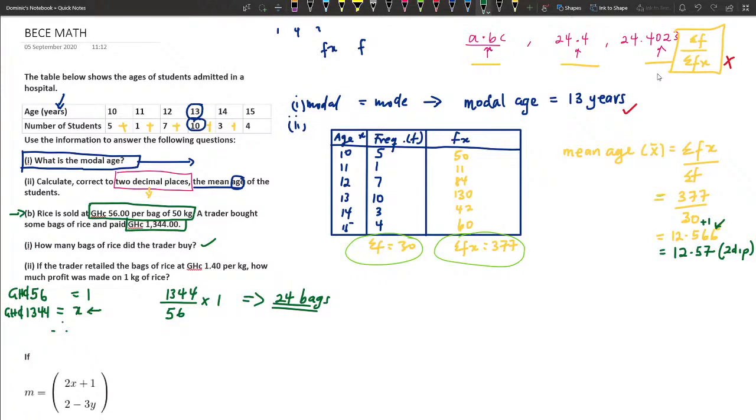Kwame Owusu Ewa is saying 25, but per my calculation it is 24. Okay, fantastic, he has corrected himself. Thank you very much, Kwame. Okay, so 24 bags. Now let's go to the next sub question. Now let's pay attention to the sub question.